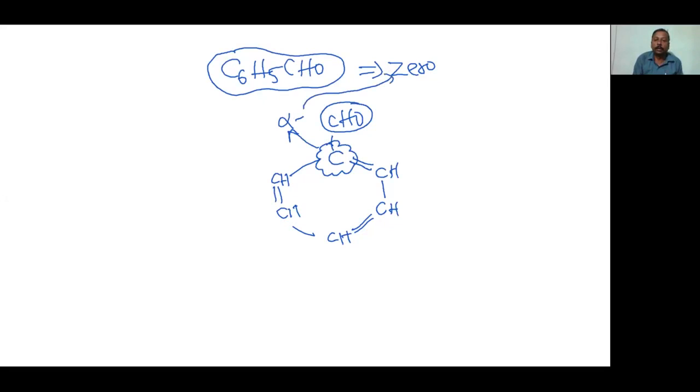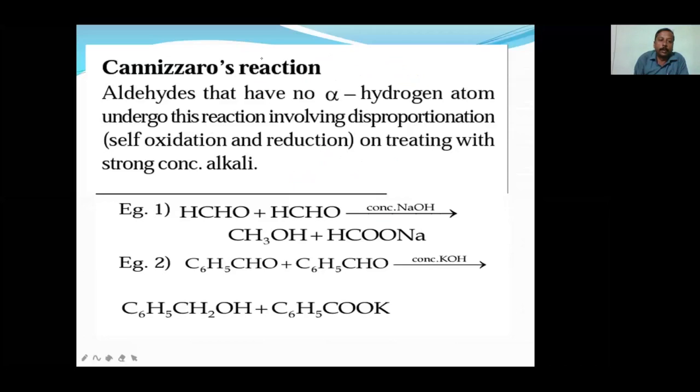Is that clear? So whenever you wonder why benzaldehyde does not have alpha hydrogen, this is the structural explanation. The alpha carbon is there, I also accept, but that carbon does not have any hydrogen because all four bonds are already occupied. Okay, so let's go back to our slides. Here this is the example.